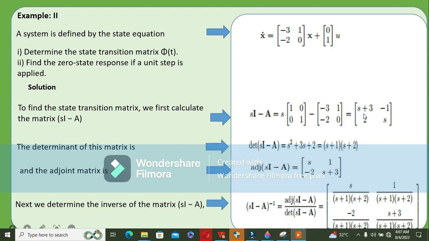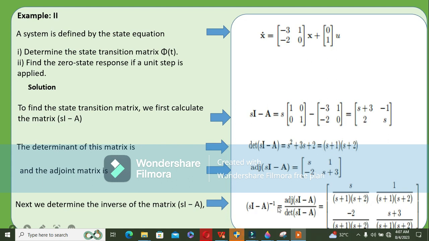What is the adjoint? Remember, like we said, you interchange the diagonal elements and negate the off-diagonal elements. So when you interchange, x will go here, x plus 3 will come here. Then in this place, minus 1 will change to what? Plus 1, and plus 2 will change to minus 2, and that is what you have here.